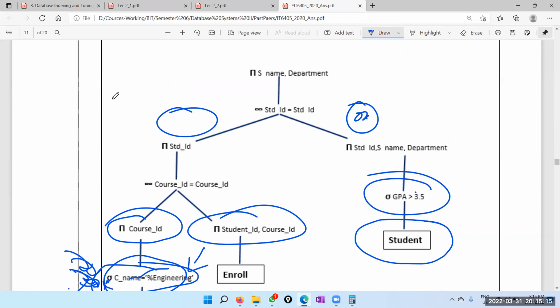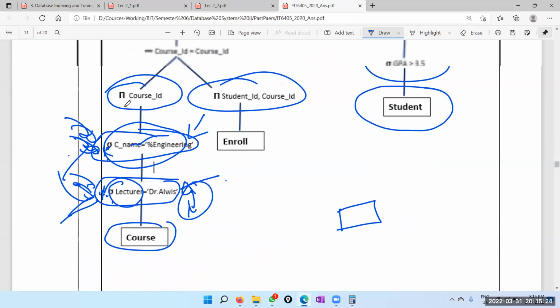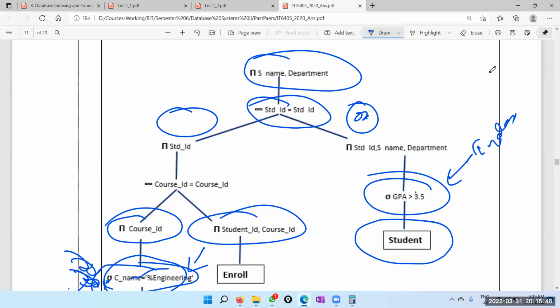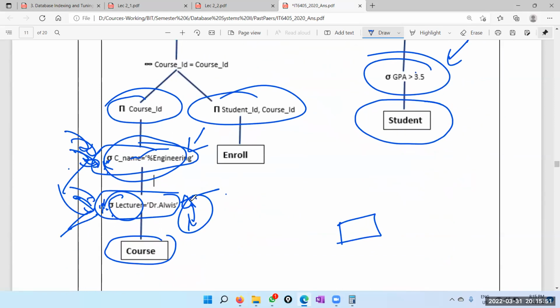Then we have the student IDs who have done engineering courses conducted by Dr. Alvis. Okay. Now you are doing the final join, and then we need only two fields, student name and department. So therefore we get rid of all the other fields, and we are doing a projection in the memory. So for this one we can use an index, and this one you can use an index. But these things you can't use an index because now they are in the memory.